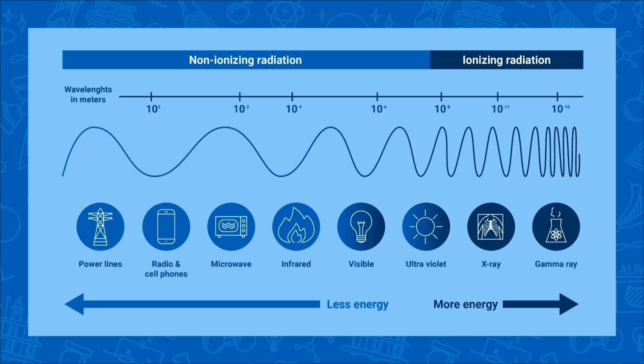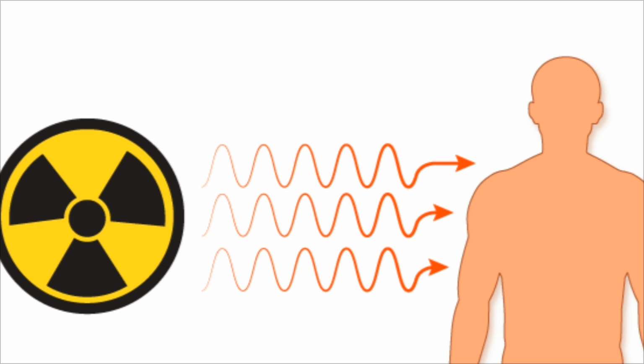Where radiation comes from. Radiation exists both naturally and artificially. Natural sources include cosmic radiation from space, radioactive elements in rocks and soil, and radiation from the sun. Even our own bodies contain small amounts of naturally occurring radioactive elements. Artificial sources include medical imaging like X-rays, nuclear power plants, and certain industrial equipment.